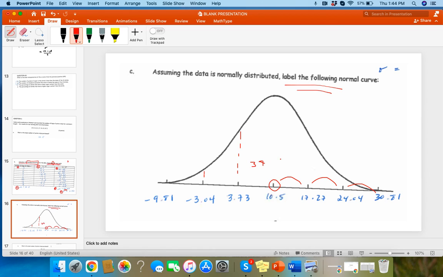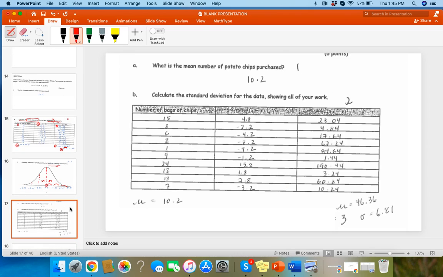The next one is also 34, and then it is 13.5 on either side, and then it is 2.35 on either side, and 0.15, and so on. Okay, I don't think you need me to write it down because you guys have been working on memorizing those. That's just a quick description of what's expected.